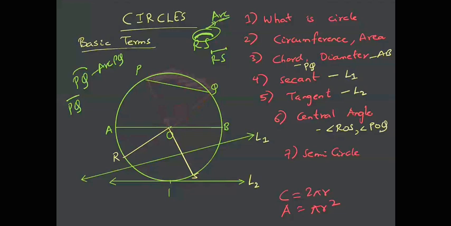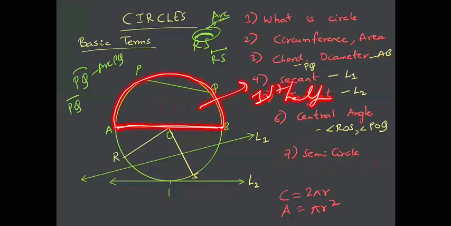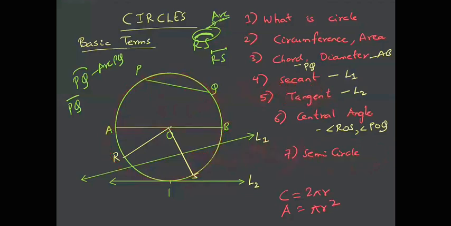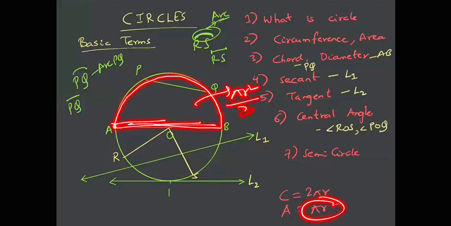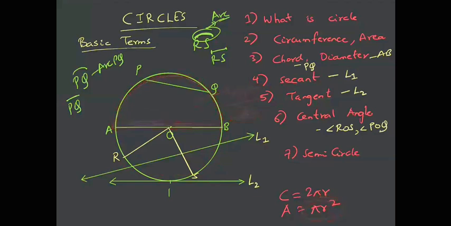Fine. What is a semicircle? If there is a diameter AB, then this diameter divides the circle exactly into two equal halves. So this is the first half and this is the second half. Each half is called a semicircle. So this entire thing is one semicircle and this is another semicircle. Then what will be the area of a semicircle? Since the area of the entire circle is pi r square, the area of half of the circle will be pi r square by 2. So the area of the semicircle is pi r square by 2.